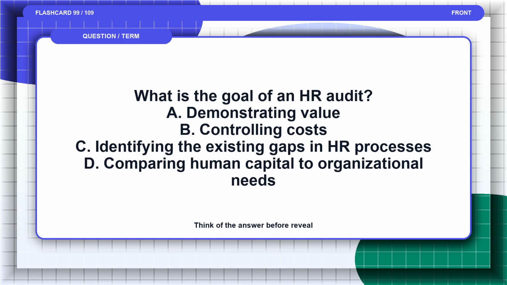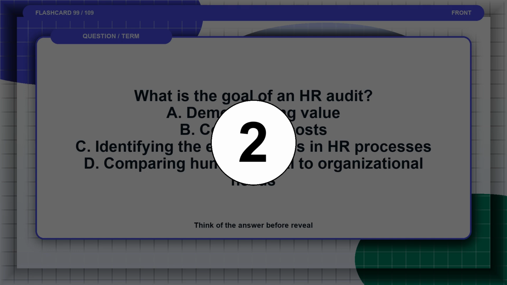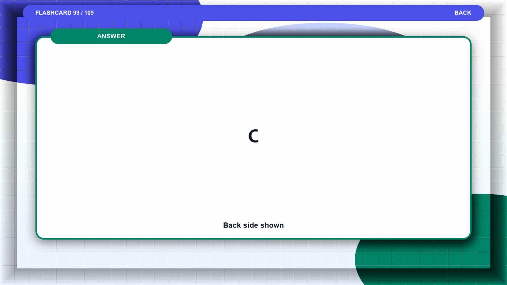Flashcard 99. What is the goal of an HR audit? A, demonstrating value. B, controlling costs. C, identifying the existing gaps in HR processes. D, comparing human capital to organizational needs. Pause and think of the answer before the reveal. The answer is A.